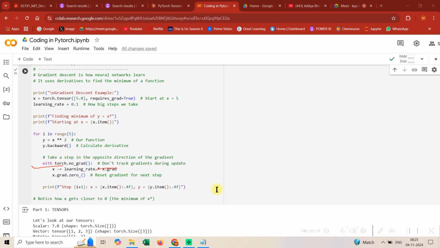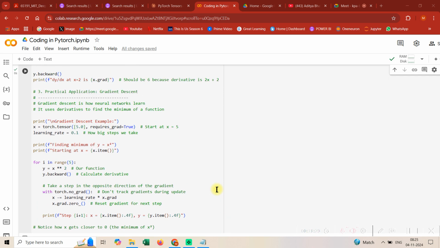Now guys, we'll talk about gradient descent a bit. How do we do basic gradient descent? See guys, it's very intuitive and straightforward. What we are exactly doing is saying that we have a tensor x that is going to take the value 5 and requires_grad equal to True. That means your gradient computation will take place.